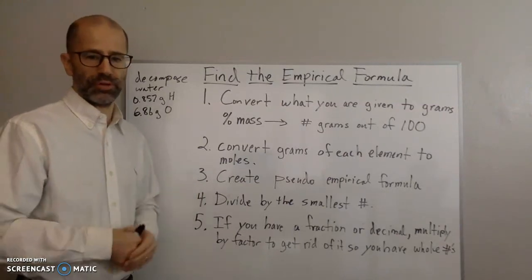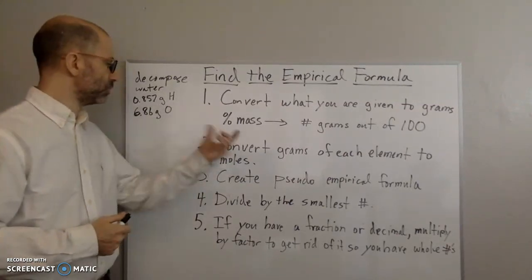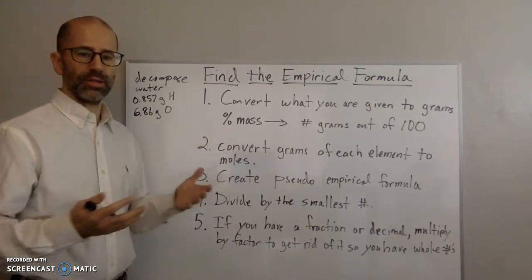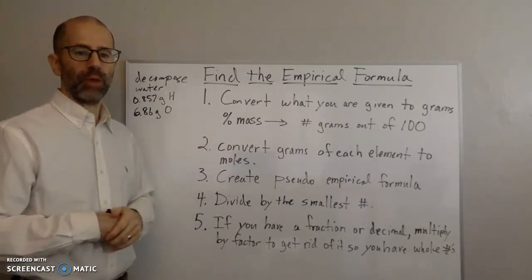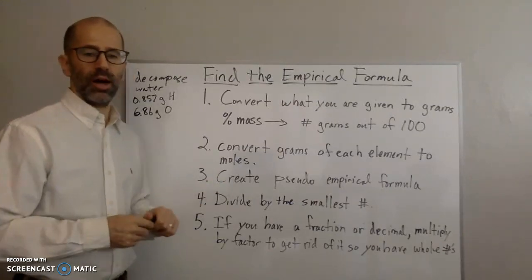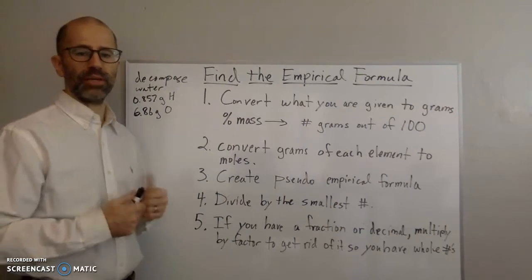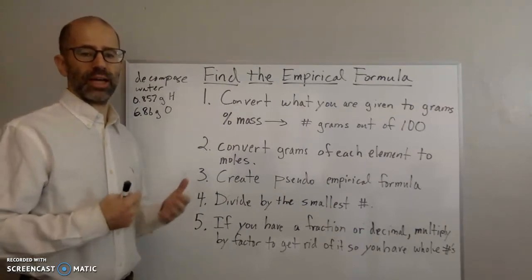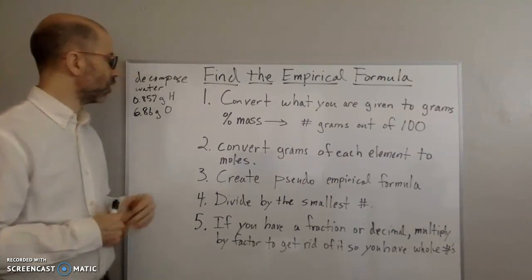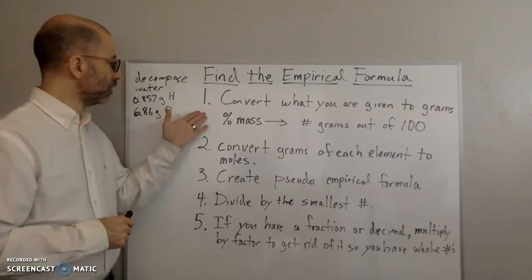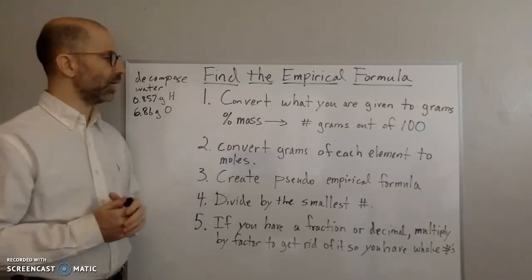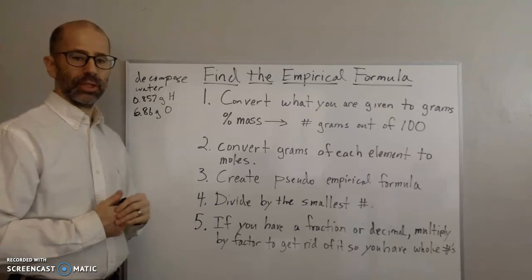Okay, so if you run into a problem that's asking you to find the empirical formula for a substance, they've got to give you some sort of information. Sometimes they will give you the mass percent of the substance. They might tell you what the substance is, or maybe it's an unknown. But they've got to give you some information about the individual elements in the compound. So the first step is, whatever information they give you, you want to convert that to grams.